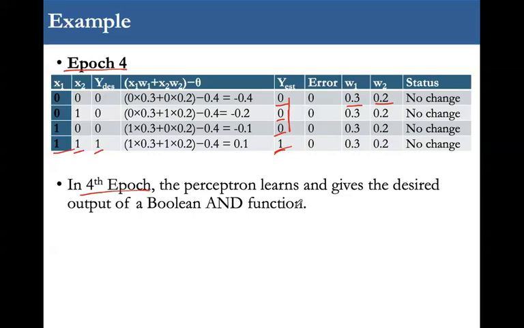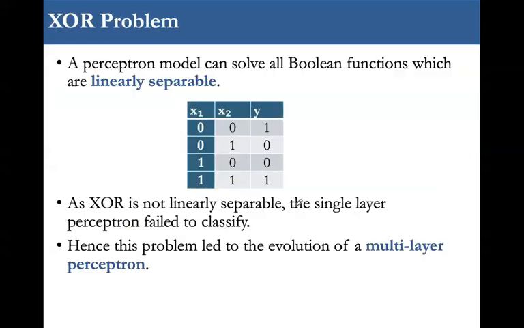This is how we work with a problem in perceptron. Similarly, you can do it for other linearly separable problems. A perceptron model can solve any linearly separable Boolean function. For example, consider an XOR. XOR is not a linearly separable problem. It is actually non-linearly separable.